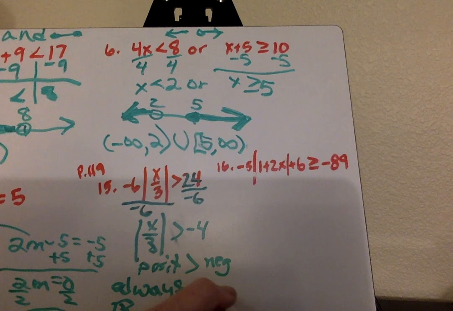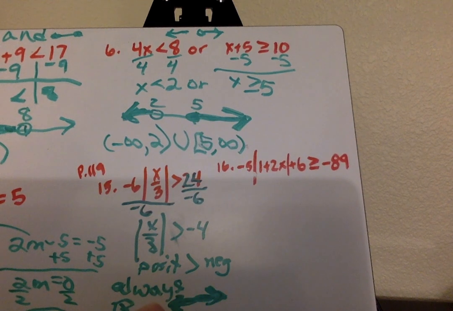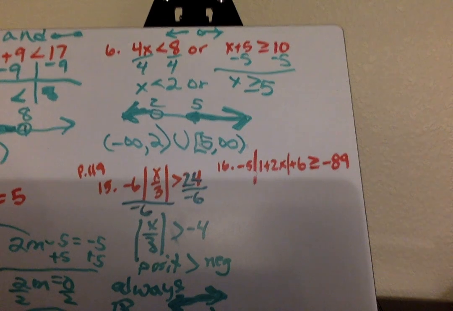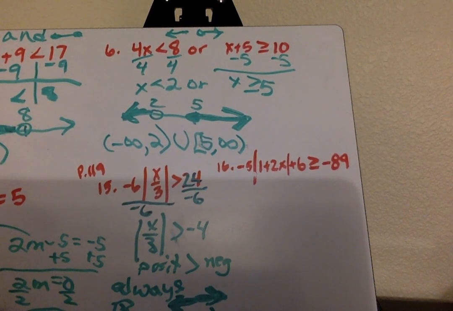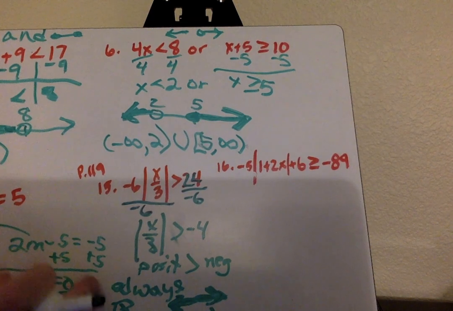or you can do a number line, color it in, and then we put negative infinity, comma, infinity for our interval. Okay. Last one here. All right, number 16, page 119.